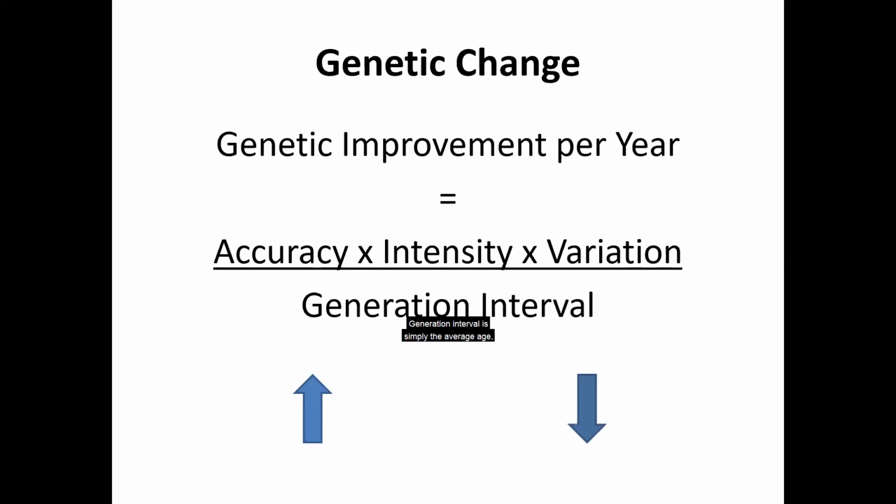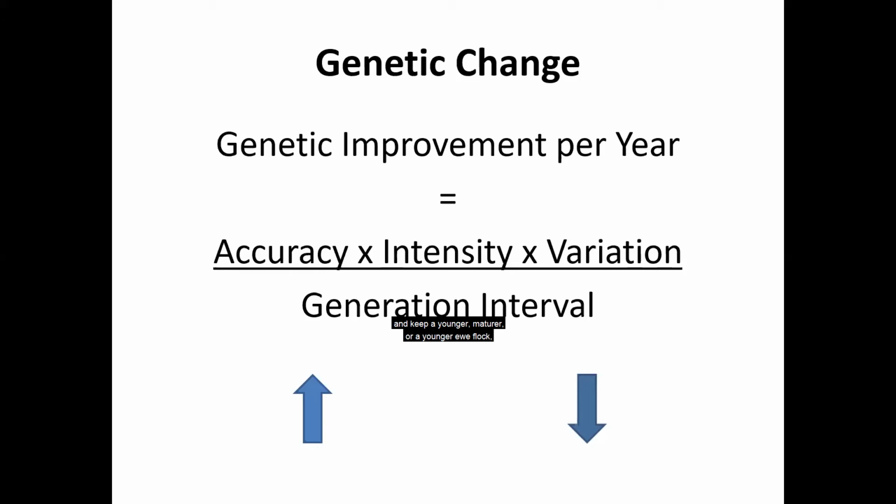shift the bell curve. So those three things get multiplied by each other in the numerator, and that's all divided by the generation interval. Generation interval is simply the average age of a parent sheep when it has its first offspring. Okay, so if we think back to numerators and denominators, what are the things that increase the genetic improvement per year? Those are the things in the numerator. Increasing our accuracy, increasing our intensity, keeping fewer animals, and increasing the variation in the population. As those things increase, our genetic improvement per year increases as well.